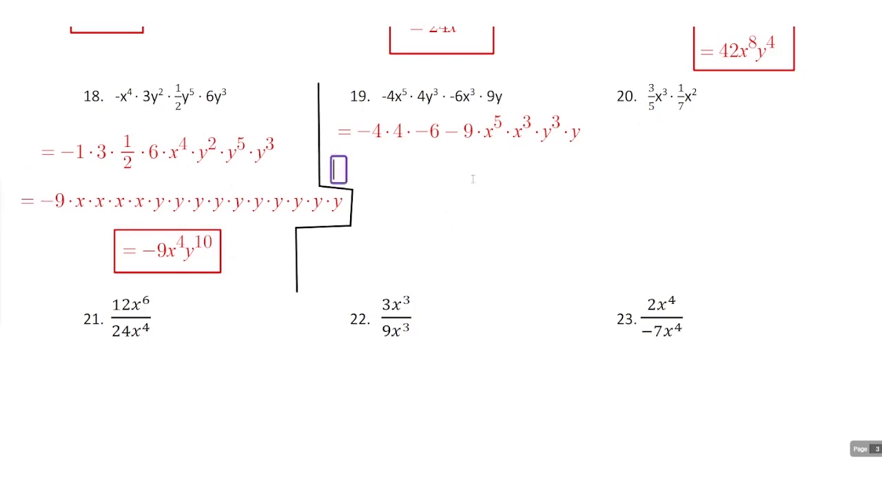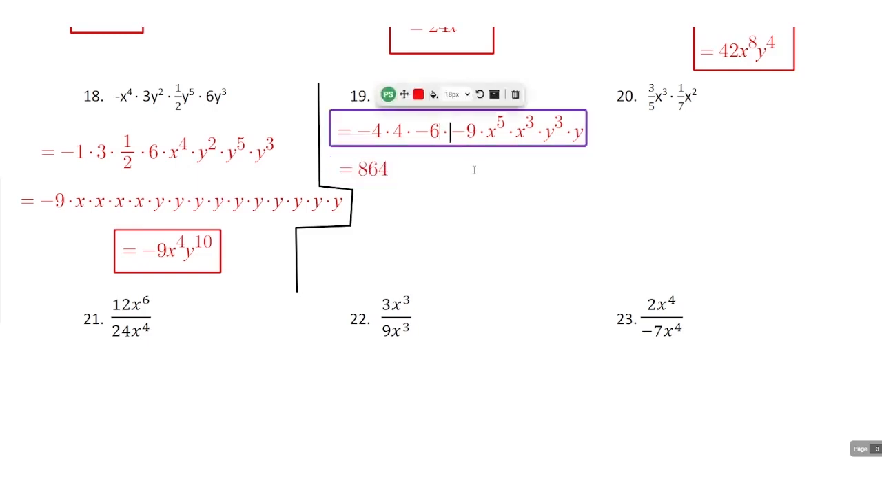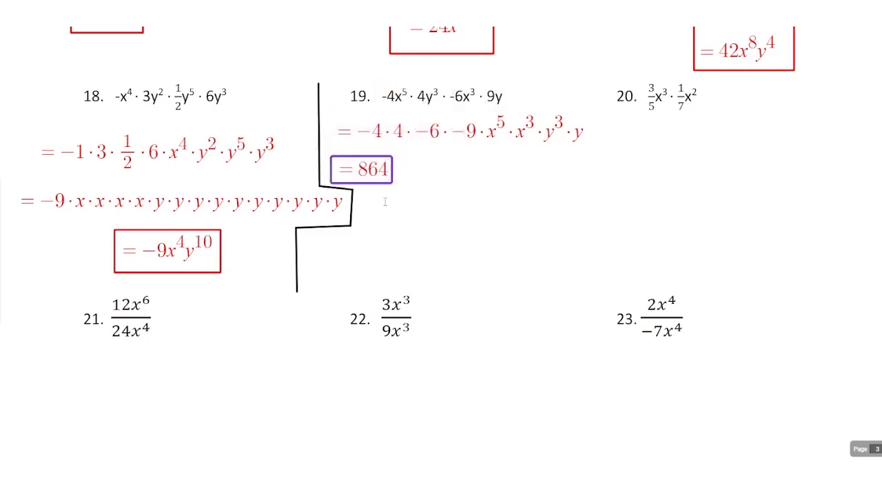All right, now we're going to totally expand here. So first, let's multiply our coefficients together just so it doesn't get too out of hand. Negative 4 times negative 6 times negative 9. It's going to be negative 864. And I just realized I missed a multiplication symbol in there. All right, times, here we go.